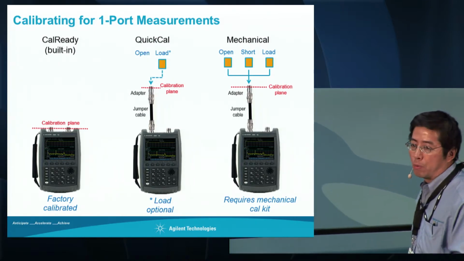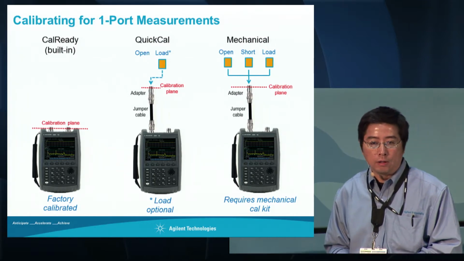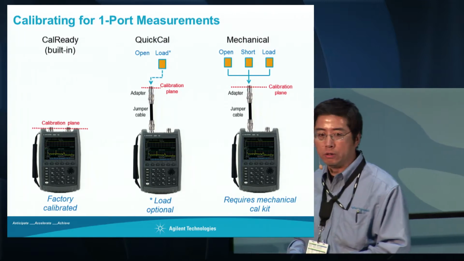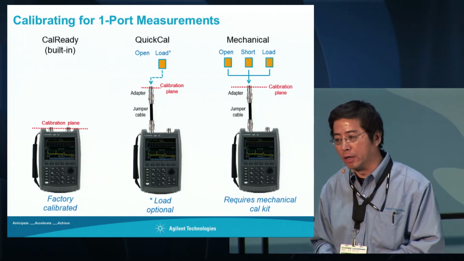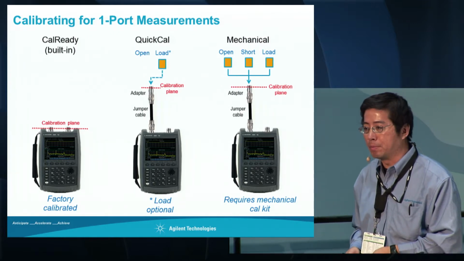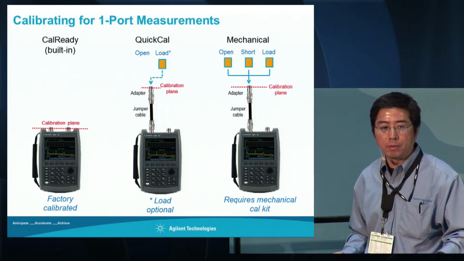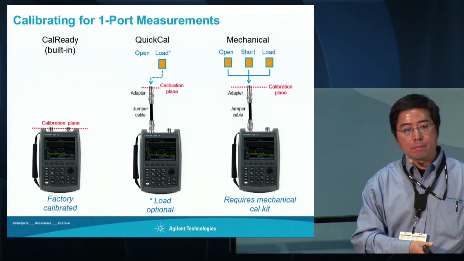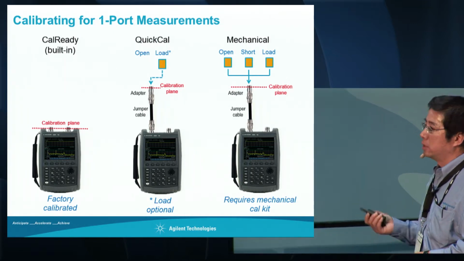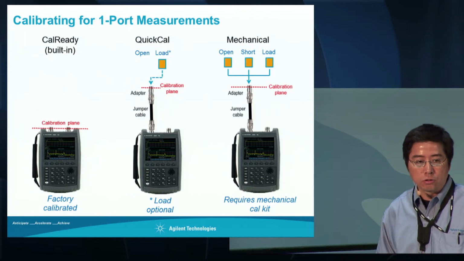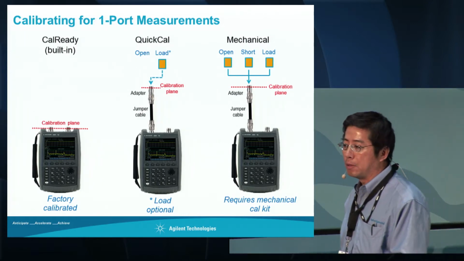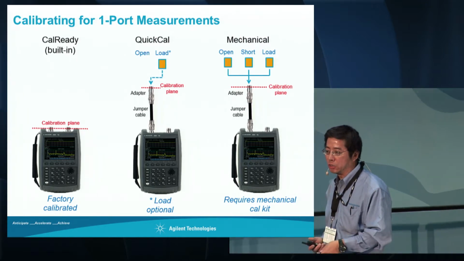And of course, we support mechanical cal. And the nice thing about FieldFox, we use the same calibration engine as used in the Agilent PNA or ENA. So the measurement results are identical to those bigger instruments. Why is it important? Because you want your lab results to match your field results. And it's a 4 receiver architecture, so a lot of advanced calibration techniques can be applied in FieldFox, including TRL cals.